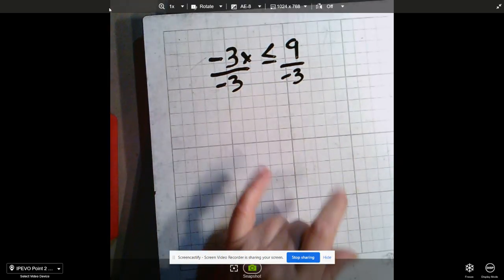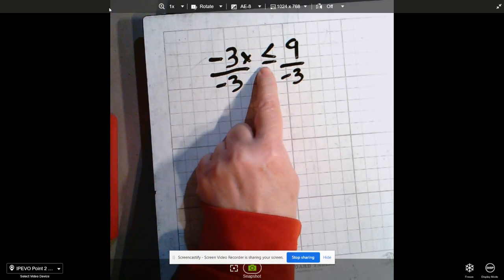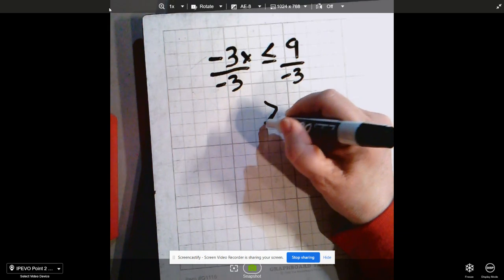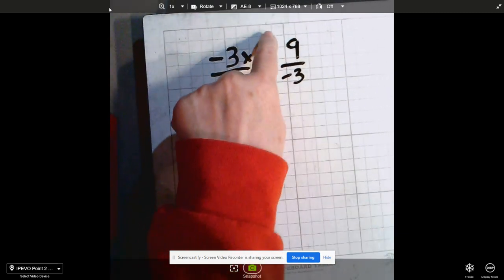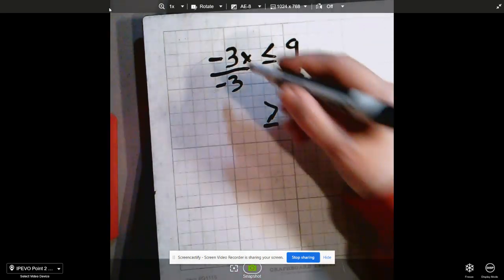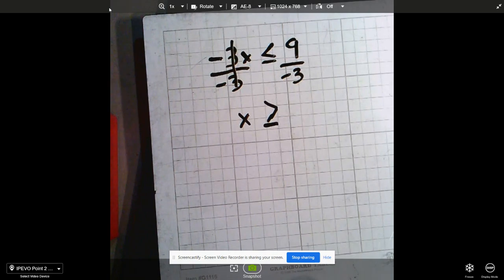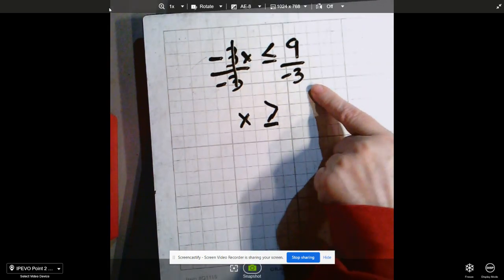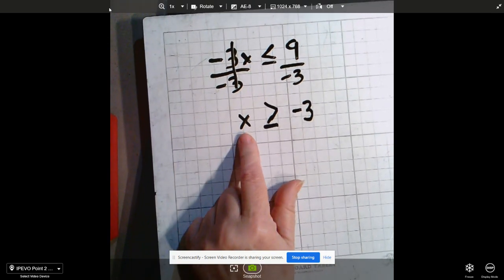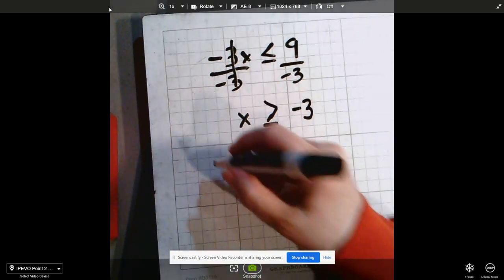So I'm going to divide by negative 3. Now, if I multiply or divide by a negative, I have to flip my inequality sign. So I know right away that I'm going to change this inequality sign from less than or equal to greater than or equal to. Over here, my 3's will still cancel out, so I'm left with an x on this side of the equation. 9 divided by negative 3 is negative 3. So now I know that my solution is x is greater than or equal to negative 3.